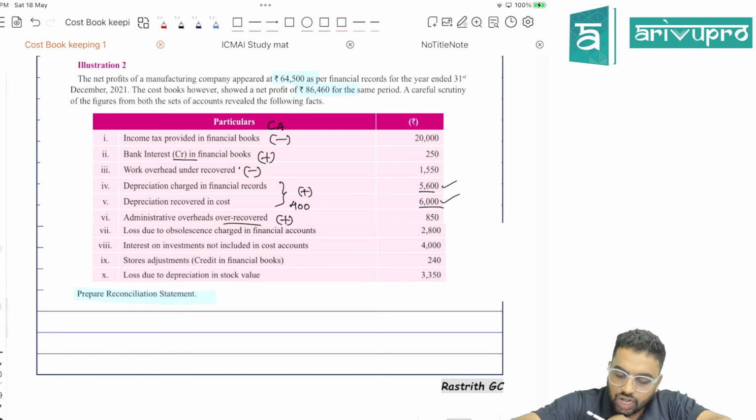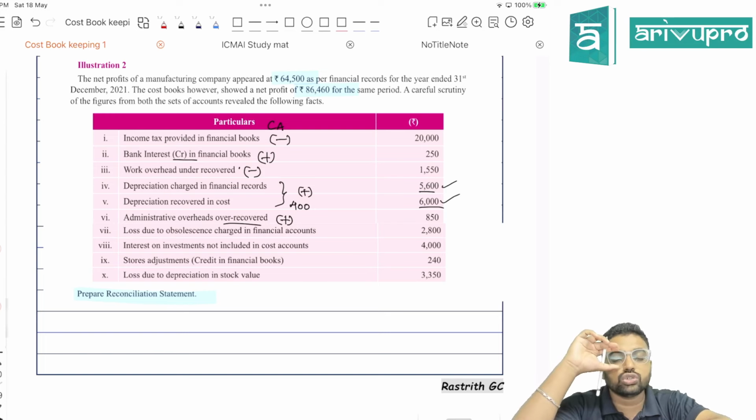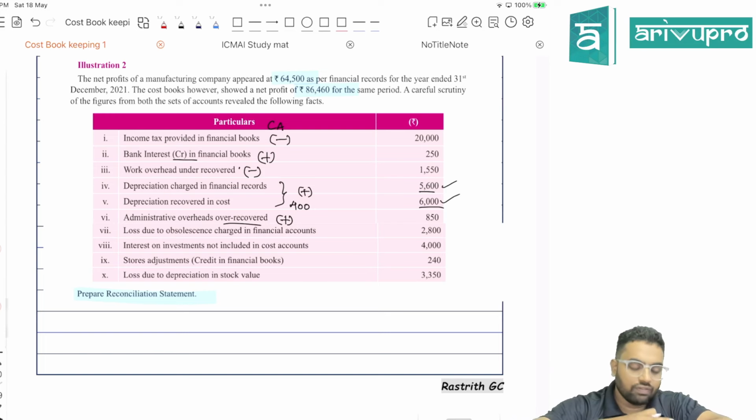Next, sir, loss due to obsolescence charged in the financial accounts. So loss due to obsolescence is only charged in the financial accounts, it seems. So what should you do, sir? When it is an expense charged only in financial accounts, what happened to financial profit, sir? Financial profit decreased. So when financial profit is decreased, what should you do to your cost profit, sir? This also you decrease, sir. Minus.